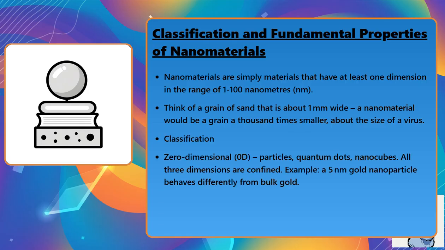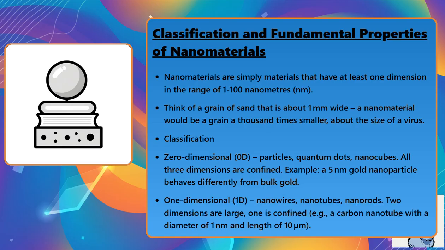Classification: zero-dimensional, 0D particles, quantum dots, nanocubes. All three dimensions are confined. Example: a 5 nanometer gold nanoparticle behaves differently from bulk gold. One-dimensional, 1D nanowires, nanotubes, nanorods.